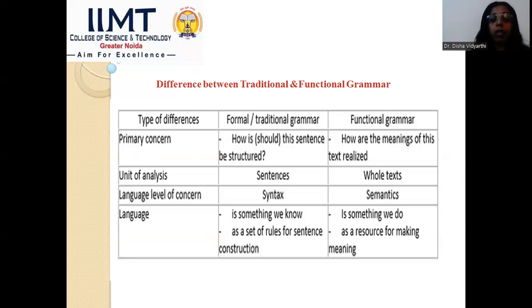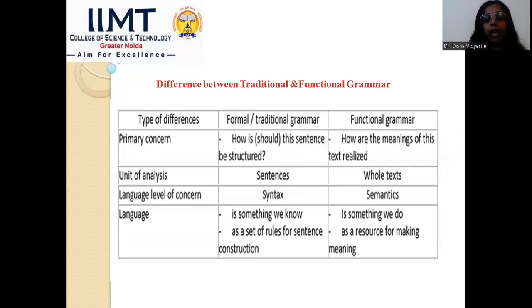So they will focus on how the sentences are structured, because eventually those correct sentences will form part of that whole text. Now in functional grammar, how are the meanings of this text realized? So you see the difference. In functional grammar, the focus is shifted towards how the meanings are interpreted, how the ideas are expressed, and how the meanings of that communication are interpreted, how the interaction goes through the written words or through oral communication.